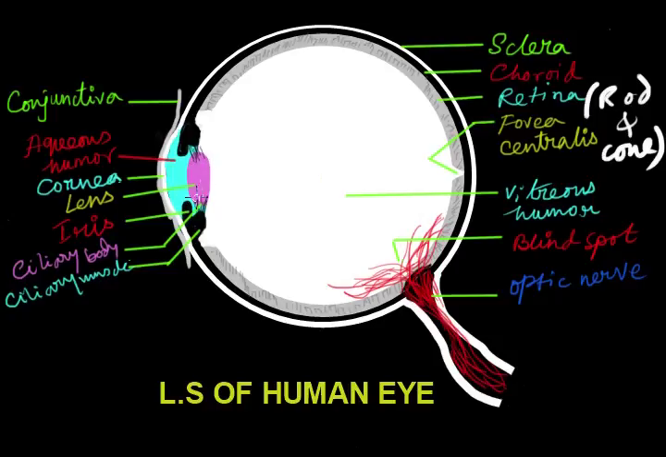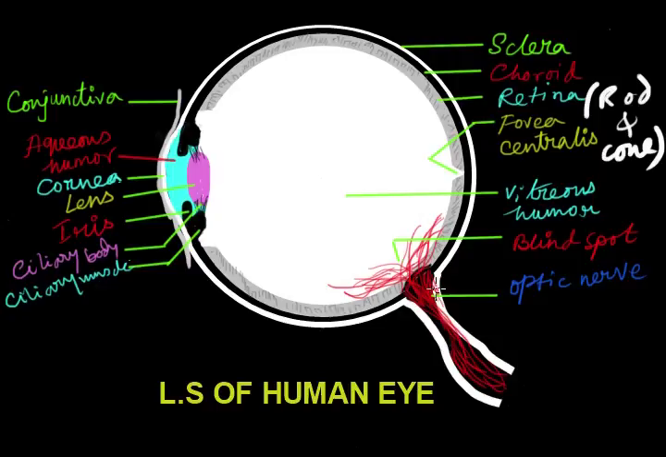This structure is the lens, which is formed by epithelial cells, and it is transparent. The light coming from the outside first passes through the cornea and then enters the lens. The lens is biconvex in nature and helps in convergence of the light, making the converged light fall on the retinal layer.